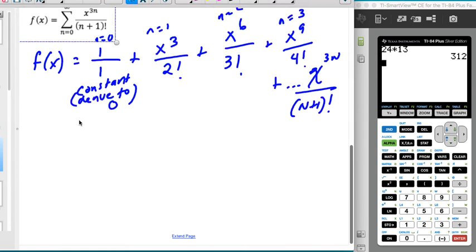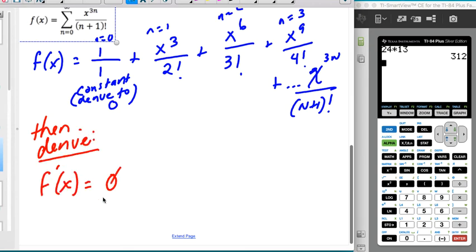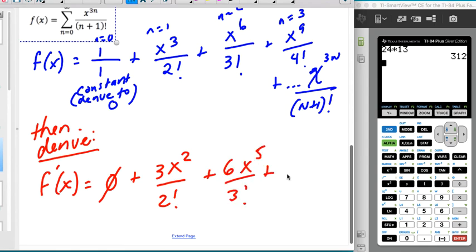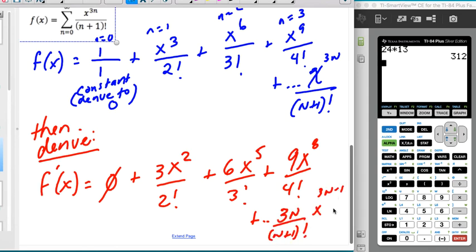So that's one option, and then you could say, cool, now that I know that, I'm going to differentiate, right? And get that f prime is 0, which we saw before. When I drop the power down in front, I'm going to get a 3x to the second over 2 factorial. When I drop this down in front, I'm going to get a 6x to the 5th over 3 factorial. When I drop this down in front, I'm going to get a 9x to the 8th over 4 factorial, plus dot, dot, dot. I'm going to get a 3n over n plus 1 factorial times an x to the 3n minus 1. And it's the same answer, right?